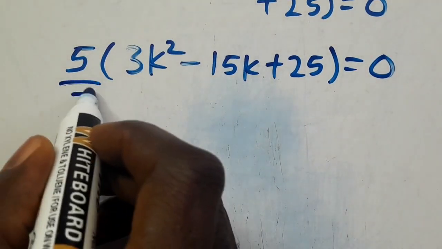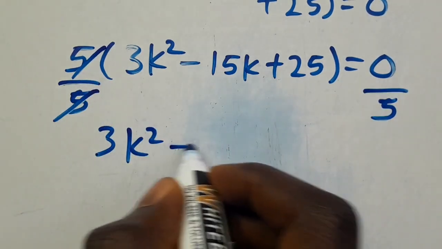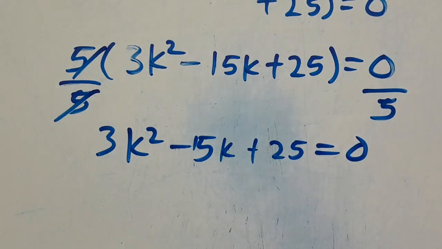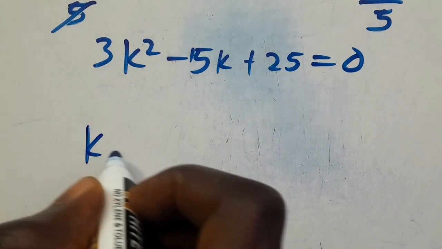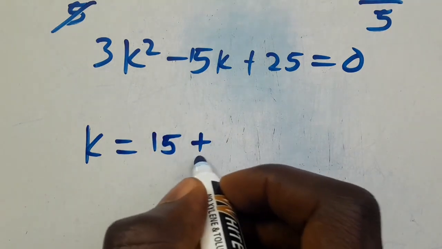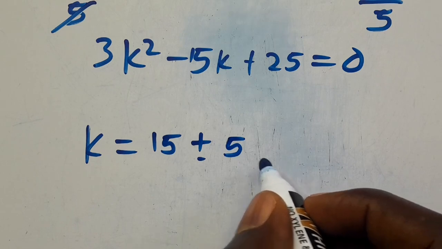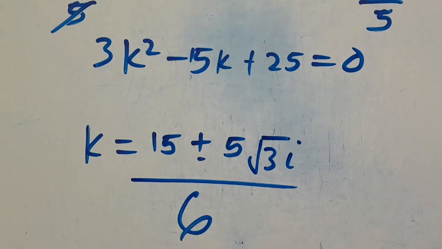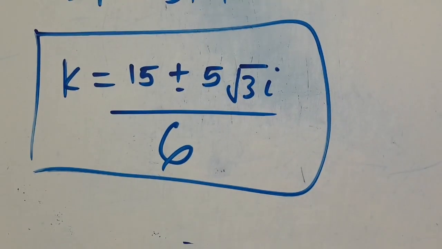So from here, divide through by 5. This will cancel. We have 3k squared minus 15k plus 25 equals 0. So solving this one quadratically, we are going to have k equals 15, positive or negative, 5 roots 3i divided by 6. So therefore, this is another solution.